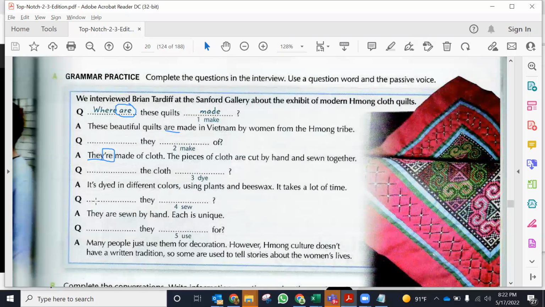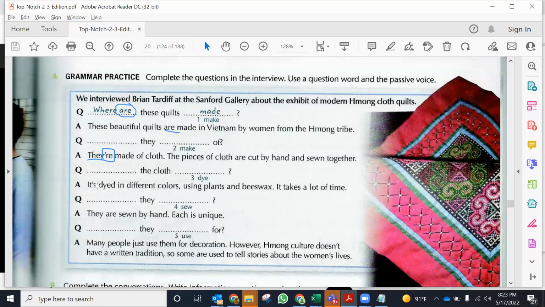Muy bien. La siguiente. Cloth, la tela, dye. Esto significa pintar. ¿Ok? Entonces, ojo. La respuesta es, it is dyed in different colors using plants and beeswax. O sea, cera de abejas. Es pintada en diferentes colores usando plantas y cera de abejas. Toma mucho tiempo. ¿Ok?